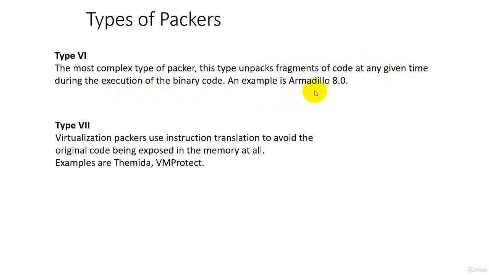An example is Armadillo. Type 7 packer is where virtualization is being used on instruction translation to avoid the original code from being exposed in the memory. Examples are Themida and VMProtect.